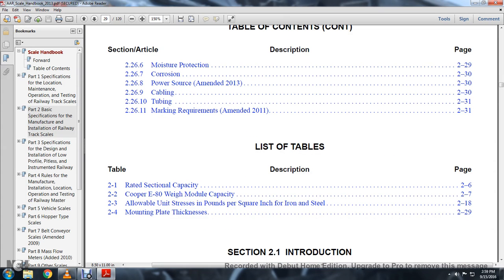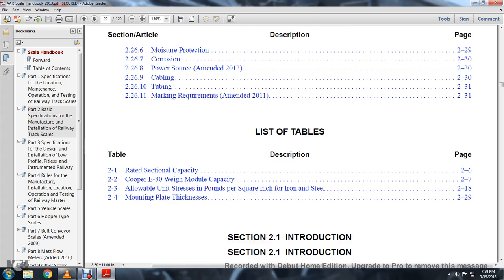These are the tables: rated sectional capacity, Cooper E80 weighing mode capacity, allowable unit strength in pounds per square inch for iron and steel, and mountable plate thickness.